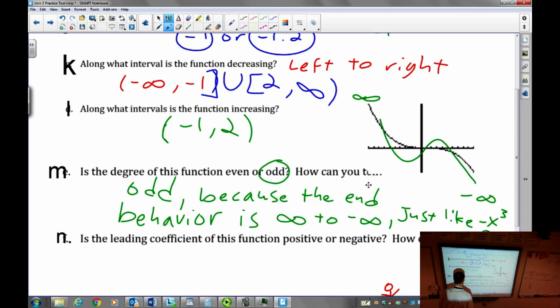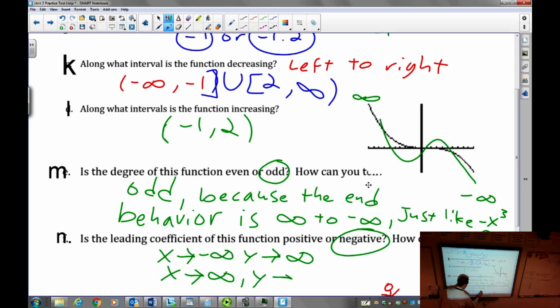Nice, cool. Okay, so is the leading coefficient of this function positive or negative? Well, we just kind of proved there that it's negative. How can you tell? Again, because of the end behavior. Because as x goes to the left, y is positive, and then as x goes to the right, y is negative infinity. And so that's clearly the end behavior of a negative x to the third or a negative x to the fifth. Similar to those end behaviors, that's how we know it's negative.